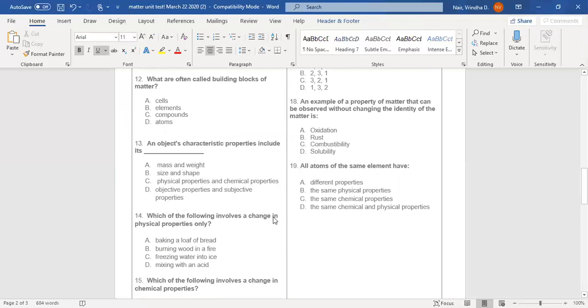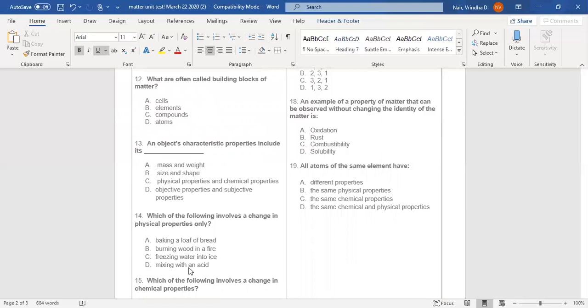Which of the following involves a change in the physical property? Baking a loaf of bread, burning wood in a fire, freezing water into ice, and mixing with an acid. Think through again. They're asking for physical properties only.